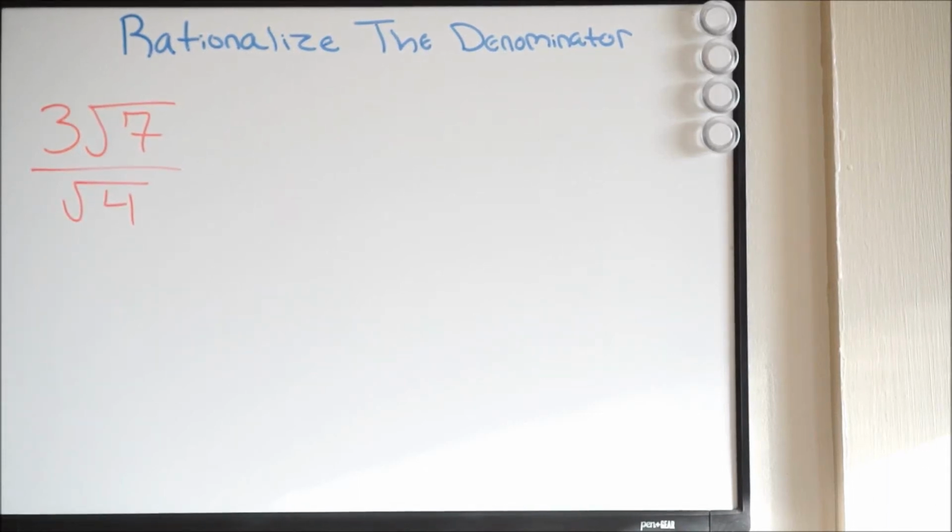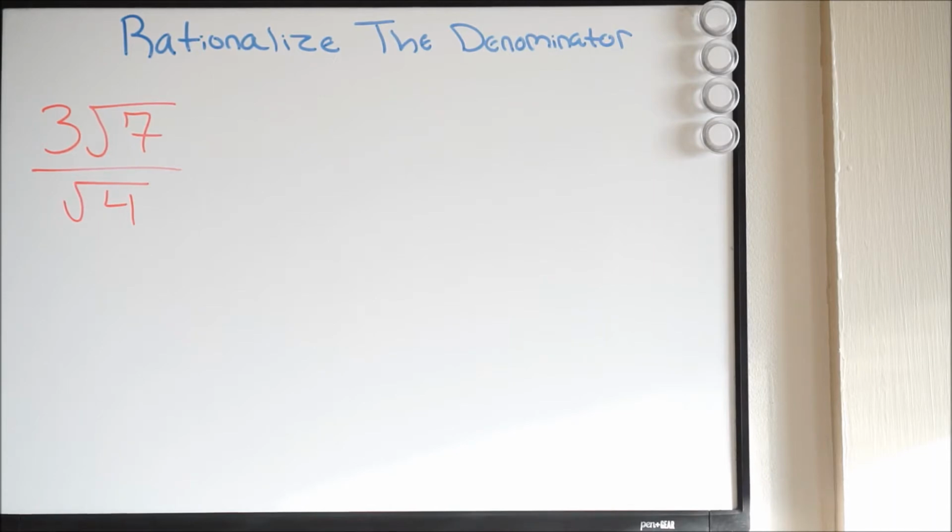Alright guys, so today we're going to be talking about rationalizing the denominator, and when we do this, we're simply getting rid of the square root in the denominator. Now before we do this example problem, why don't we go ahead and talk about why you want to rationalize the denominator.